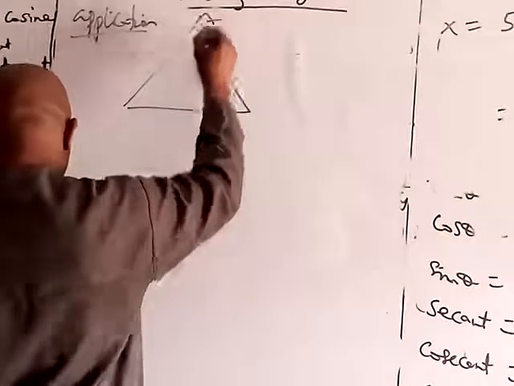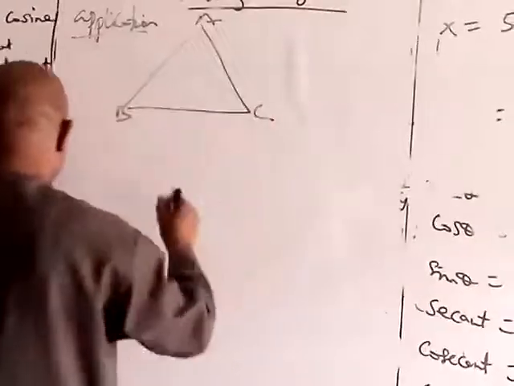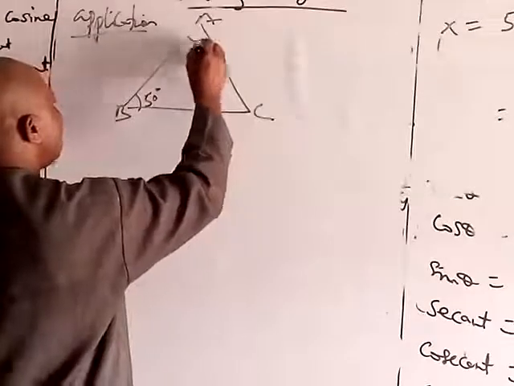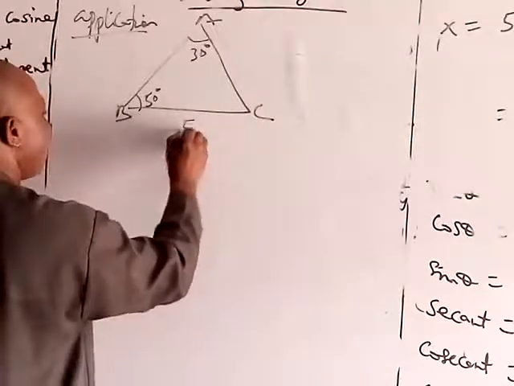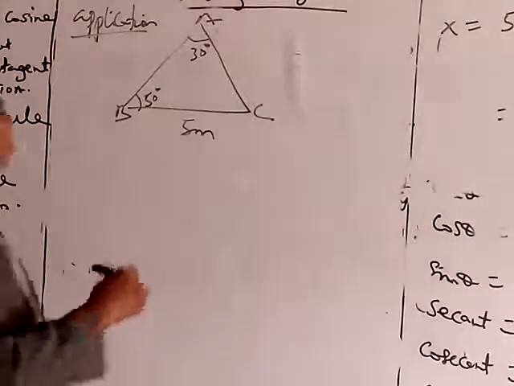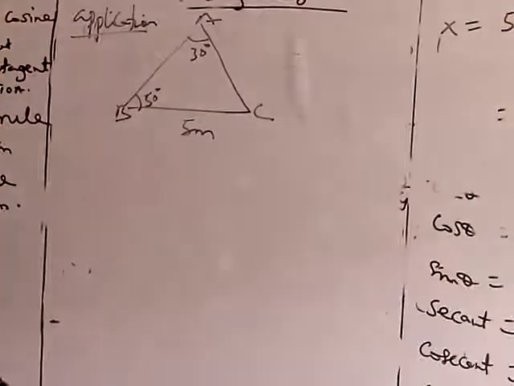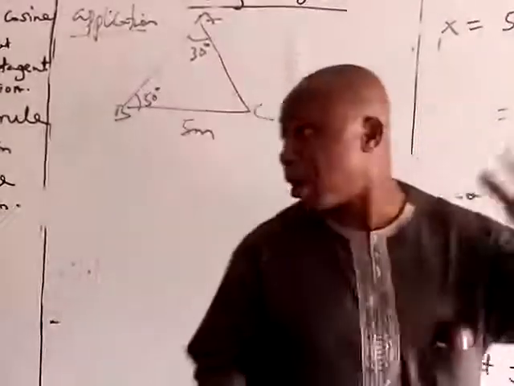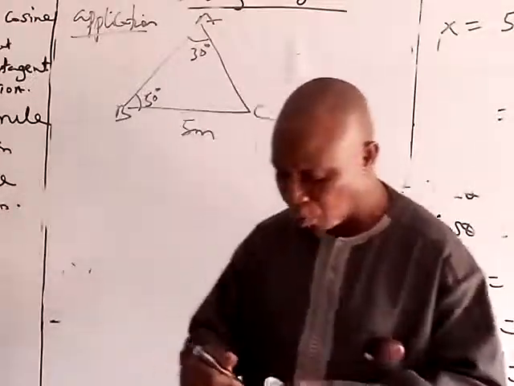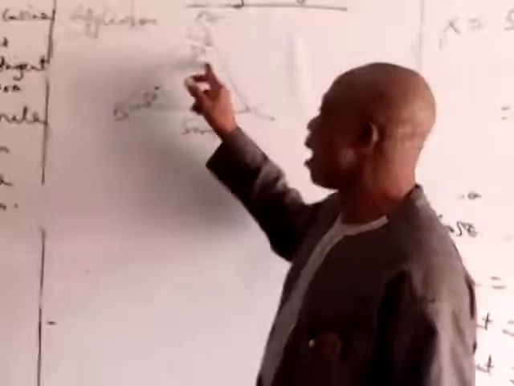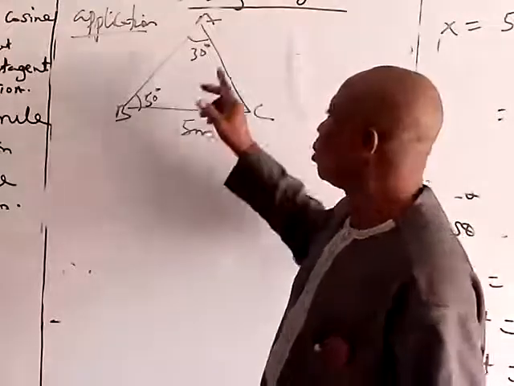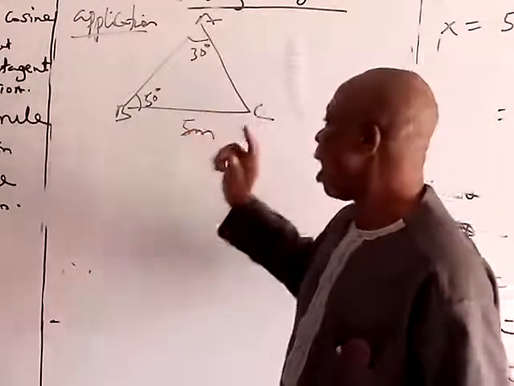Application. A, B, and C. You are given this to be 50 degrees, and this one 30 degrees, and you are given this to be 5 meters. Then, from this, you are asked to solve this particular problem. Before you can solve any problem on sine rule, a condition which is different from the Pythagoras rule, you must have two angles and one side, or the other way around, two sides and one angle.